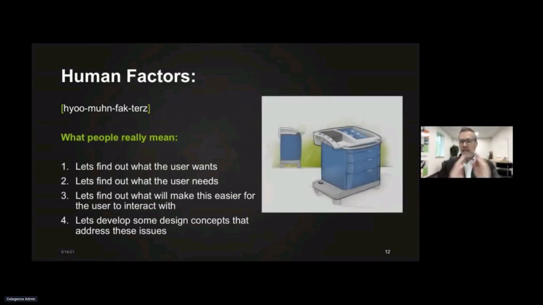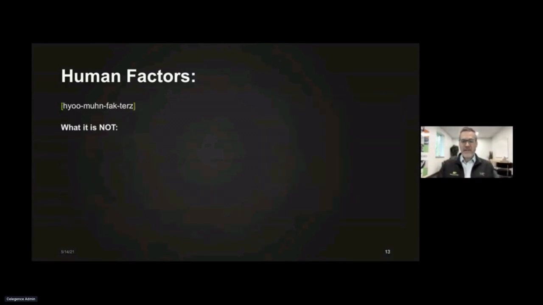What they really mean when they're saying that, I think, is let's find out what the user wants, and then let's find out what the user needs to be successful, and let's find out what's going to make this easier for a user to interact with, and then let's develop some design concepts that address these issues. Now they're thinking like human factors engineering is intended to operate. But oftentimes they're not using the term the correct way. So what they mean and what they say often are two different things.